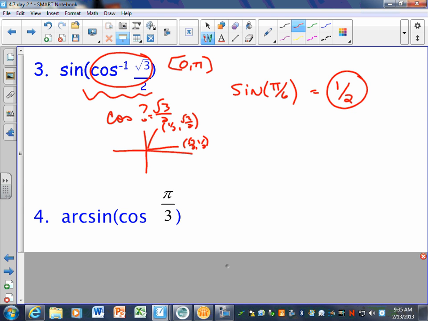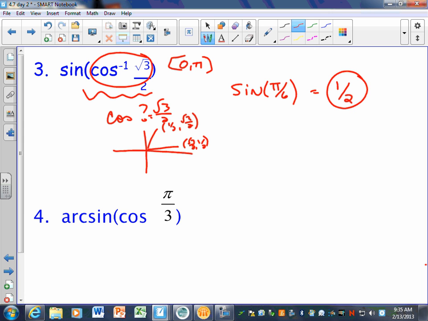I just kind of drew it up here on a unit circle for you if you're a unit circle person. And then take the arc sine of that. Again, not a huge amount of work on these today. It's just kind of thinking through them as you're doing them.